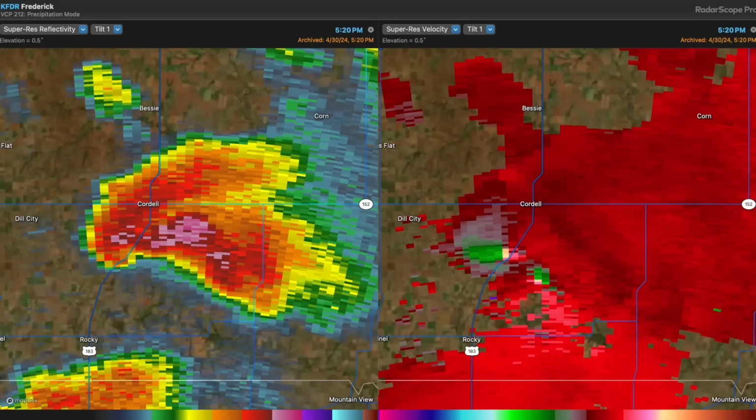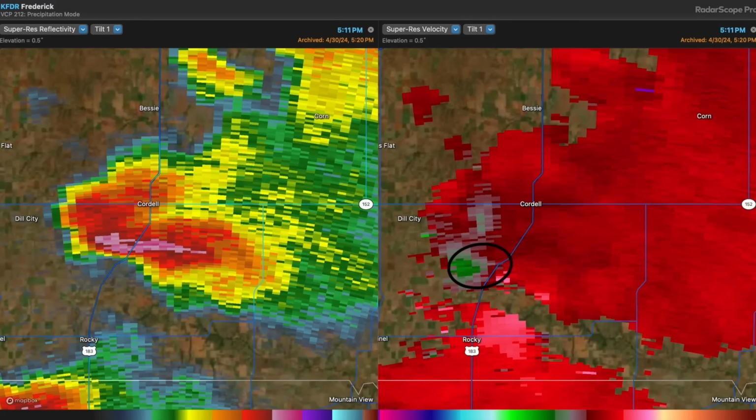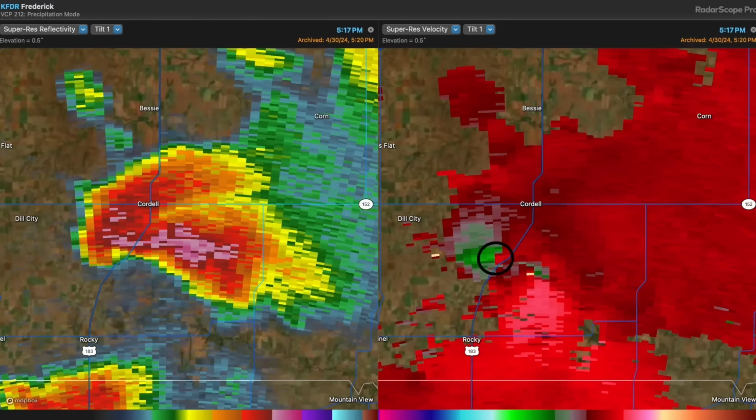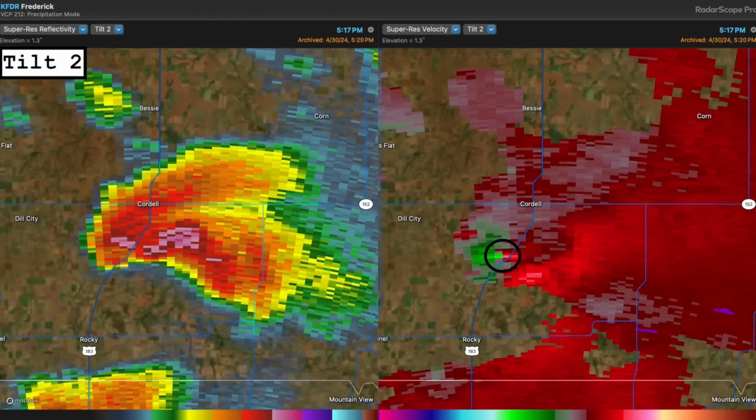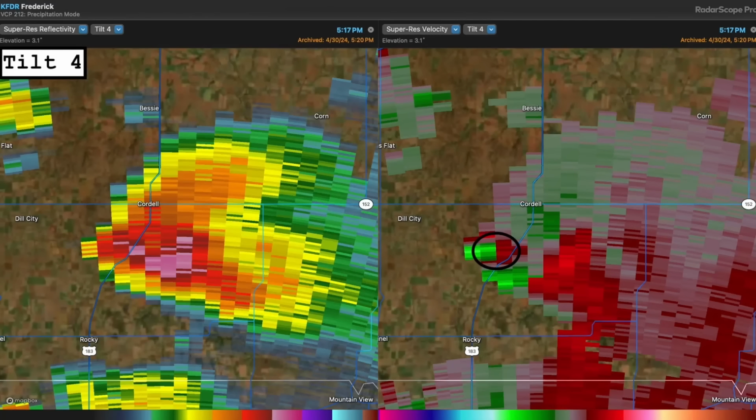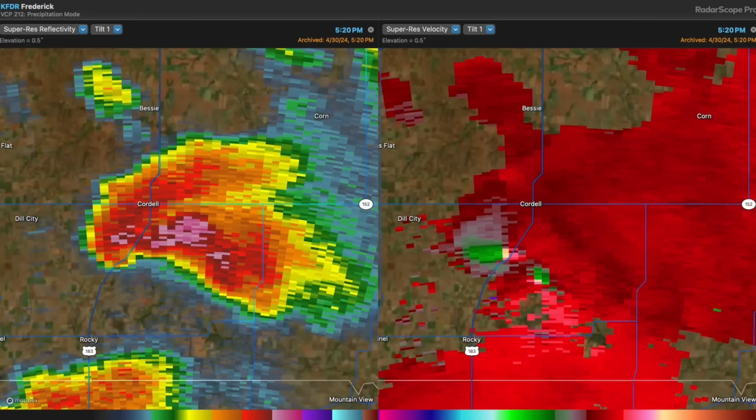Is it symmetric across a radial? Yes, it's clearly split in half along a radial, with our enhanced inbounds on one side and enhanced outbounds on the other. Has it been persistent? If we go back a few minutes, we can see that there's been some sort of rotation in that area of the storm for multiple scans now, so yes, it has been persistent. Does it have vertical continuity? If we go up in tilts, we do see some sort of rotational signature all the way up to tilt 4. So we've been able to check all of our boxes.